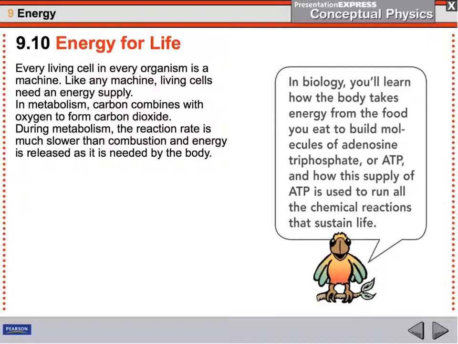In metabolism, carbon combines with oxygen to form carbon dioxide. The reaction rate is much slower than combustion, and the energy is released as it is needed by the body. So you burn up your reserves to create energy in your body.